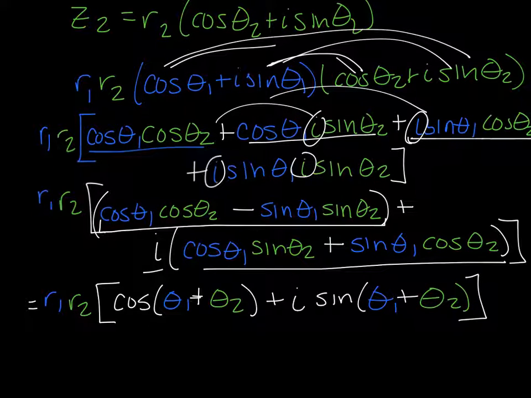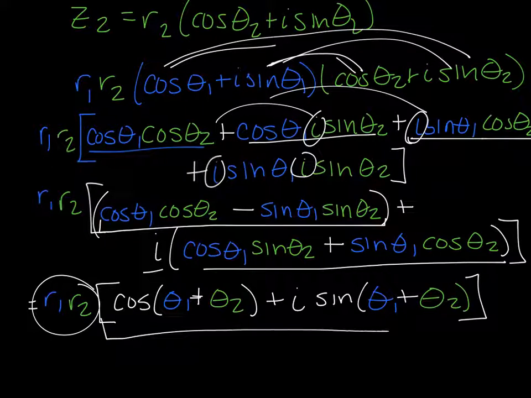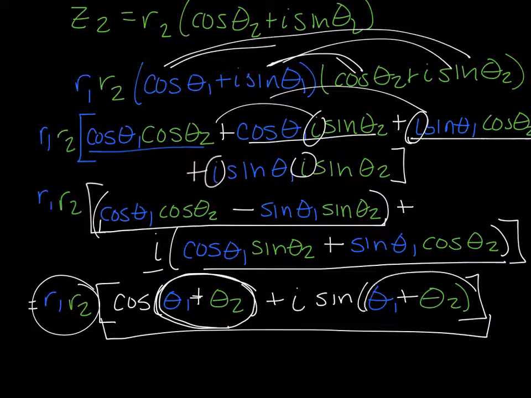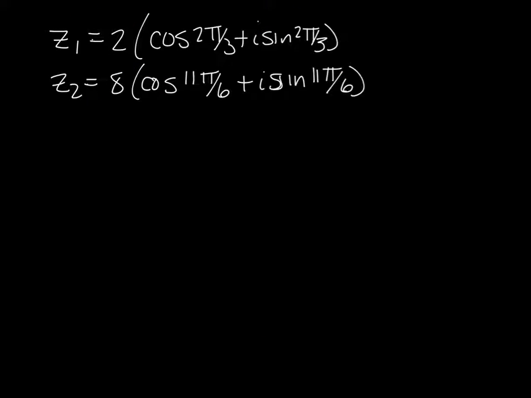So what you do is you're going to multiply your r values. That's the first thing you do. Multiply the two r values. Then, inside of our argument, to find our new argument, we're going to take the angle of the first one plus the angle of the second one. Angle of the first one, angle of the second one. Let's try one. Actually, it's not as difficult as I just made it.